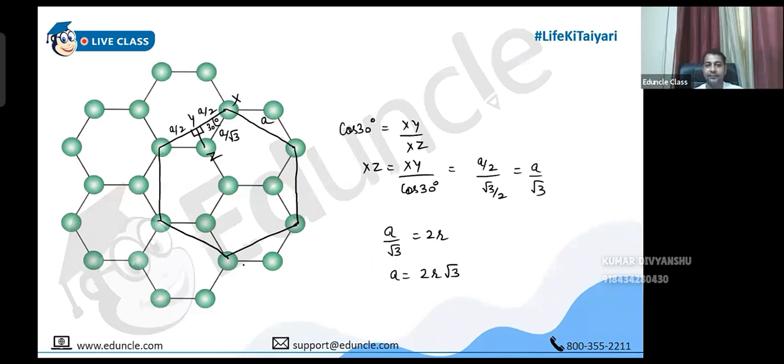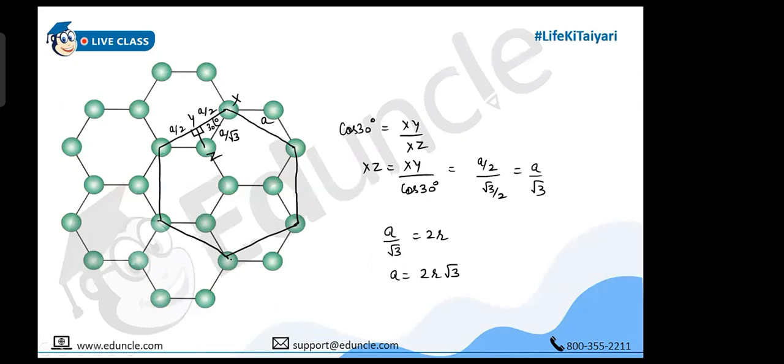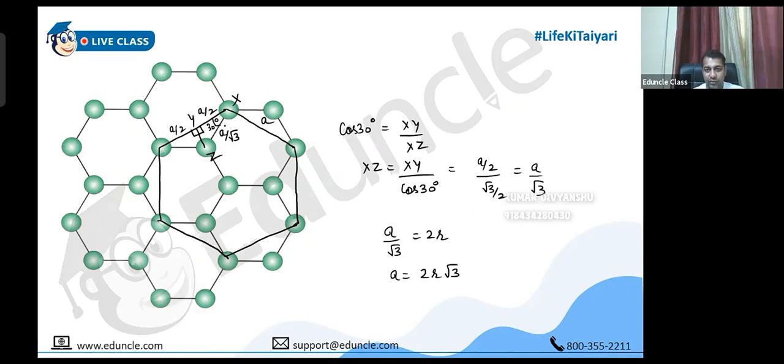Clear to everyone? Yes, sir. If somehow in the examination you are given that this distance is A, then accordingly modify this one. They may change the symbol. This side is root 3 times this distance. If this is A, then this will be root 3A. Clear?